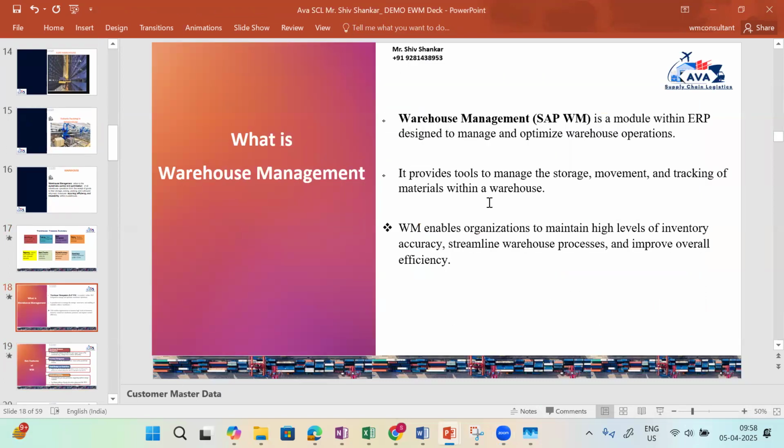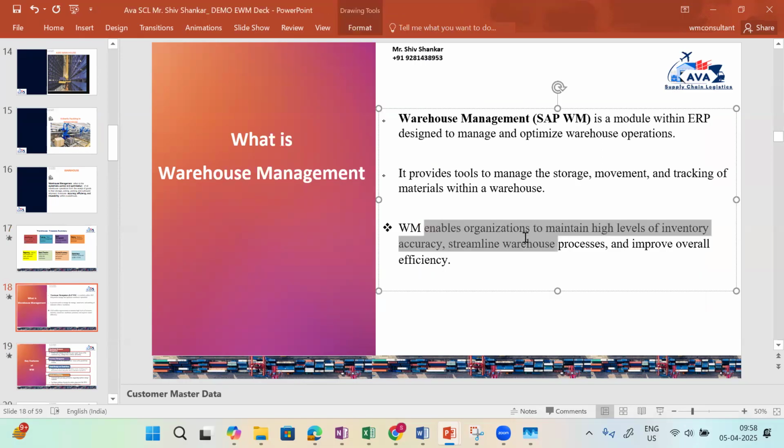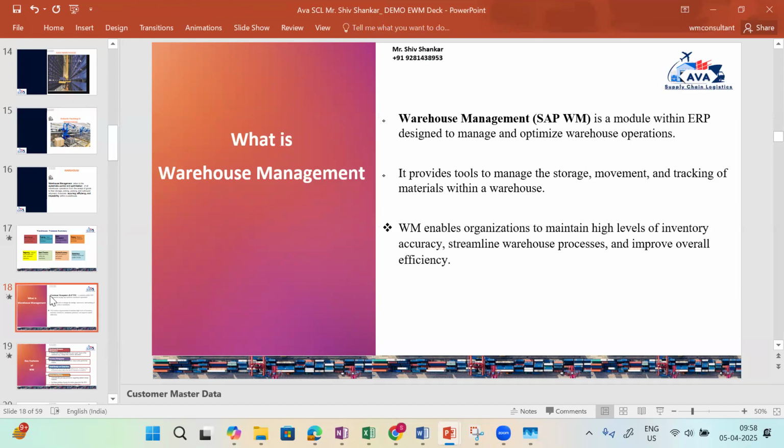Okay, no. Now, as we discussed the warehouse functions, let us talk about SAP warehouse management. Warehouse management is a module within ERP designed to manage and optimize warehouse operations. This WM enables organizations to maintain a high level of accuracy and streamline warehouse processes. SAP warehouse management has been part of the ERP since the 1990s.